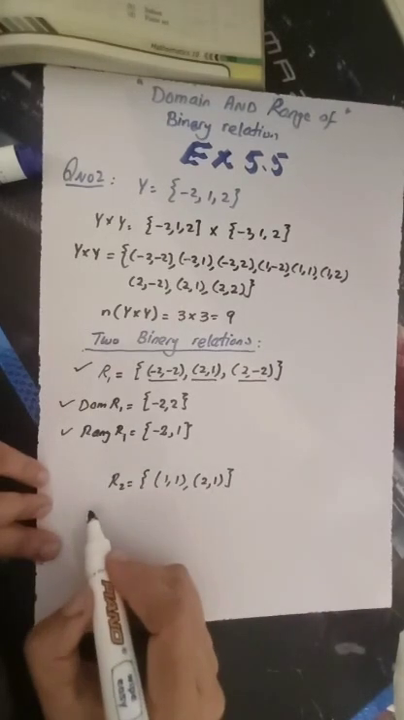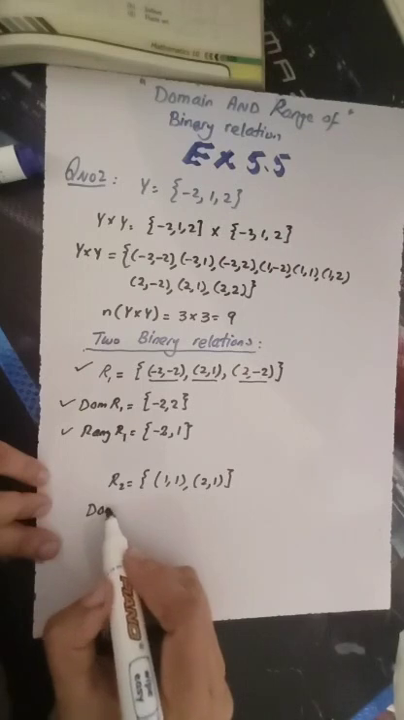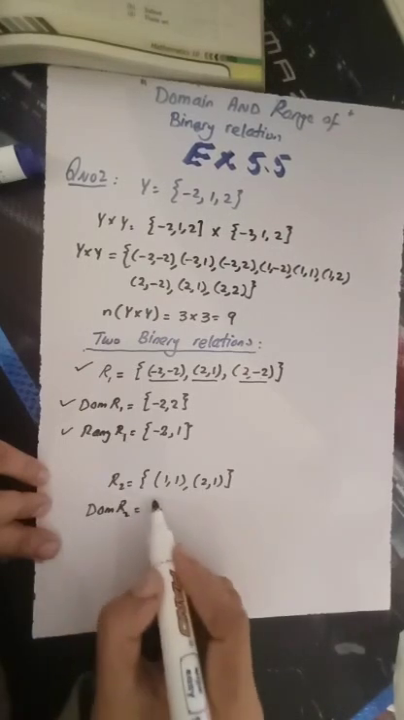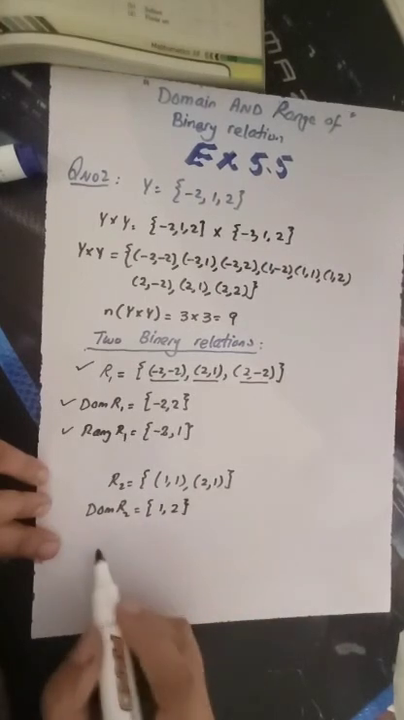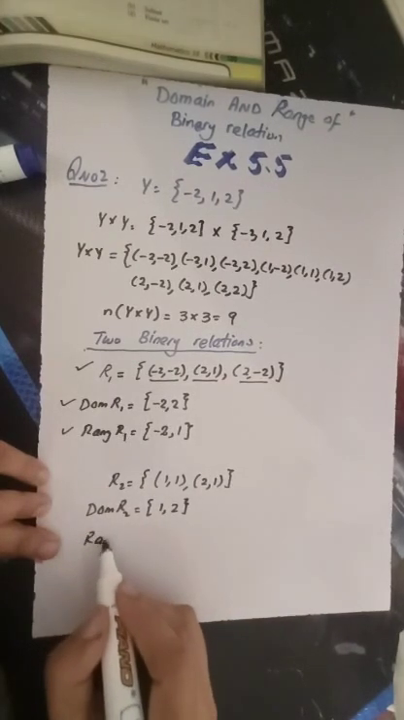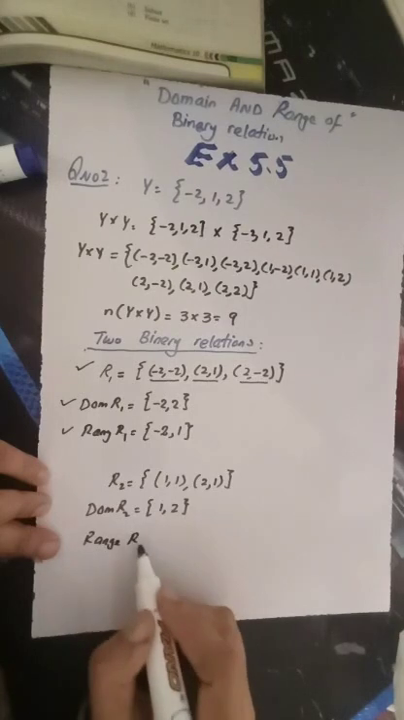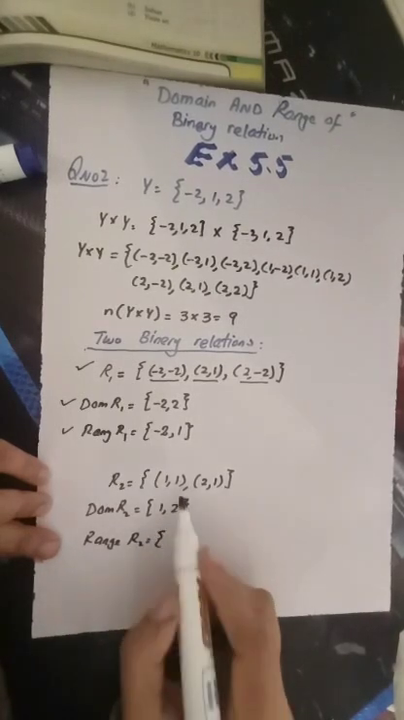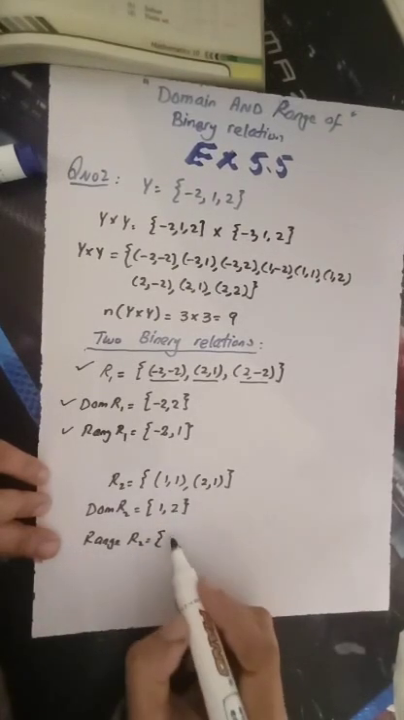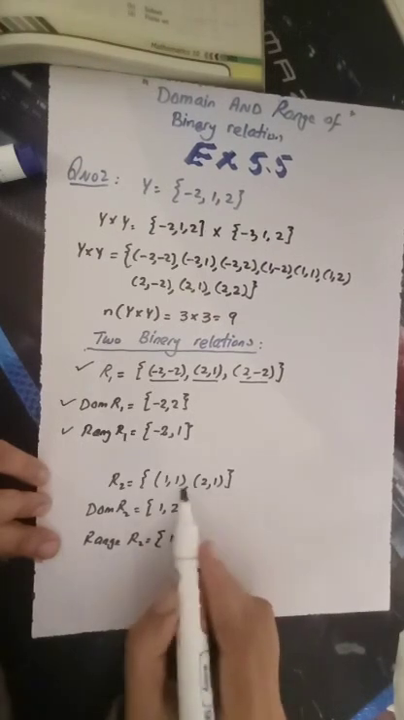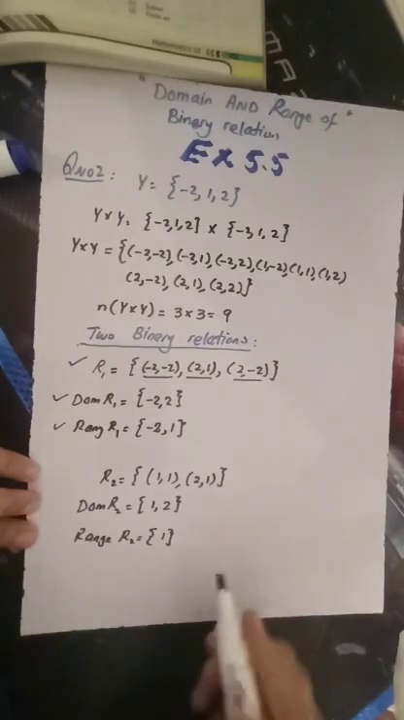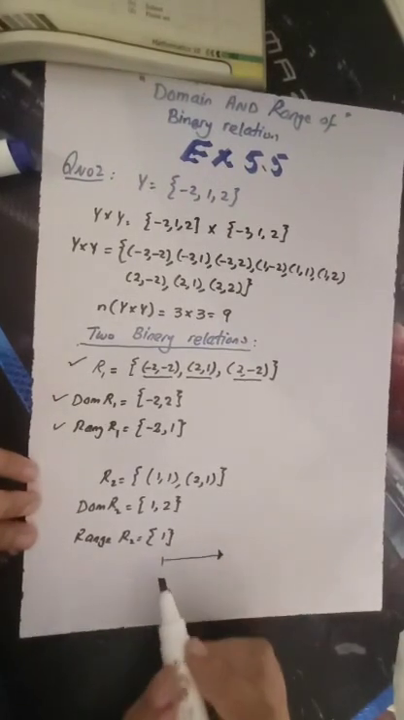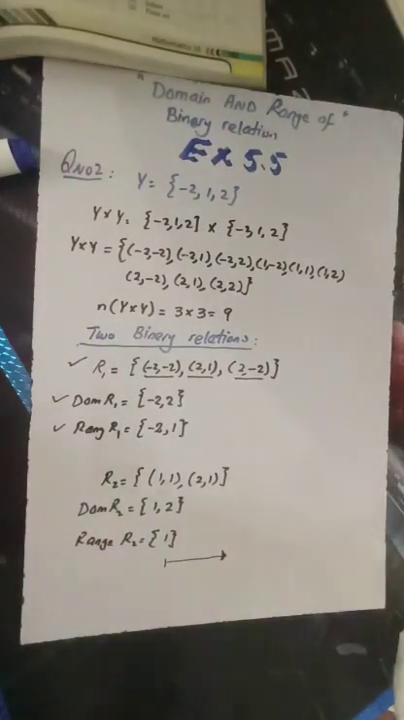In order to write its domain, again what we are going to do is we are going to pick the first element from each ordered pair and make a set of it. The range of R2 will be 1, just 1, because only 1 is used as the second element of the ordered pairs. Okay, so this completes question number 2. Now moving to the next question.